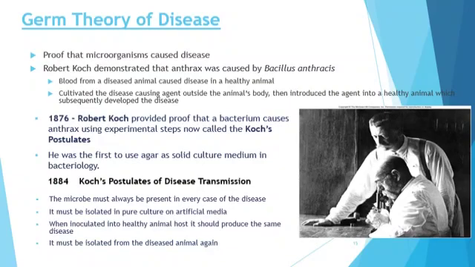The discovery alerted scientists to the possibility that microorganisms might have some similar relationship with plants and animals, specifically that microorganisms might cause diseases. This idea was known as the germ theory of disease. The first proof that bacteria actually cause disease came from a German physician, Robert Koch, in 1876. He conducted an experiment, and that experiment is the basis for formulating Koch's postulates of disease transmission.